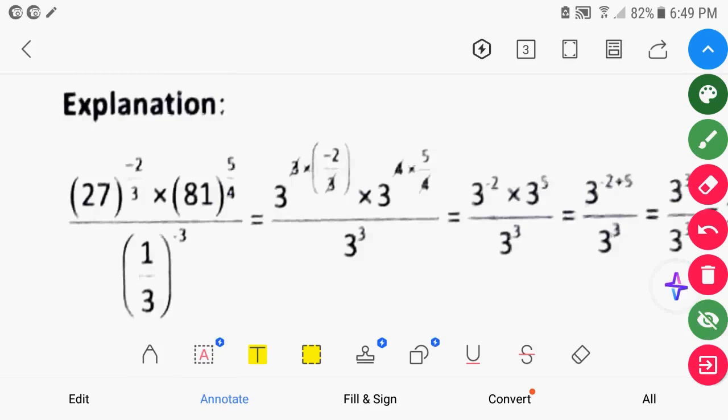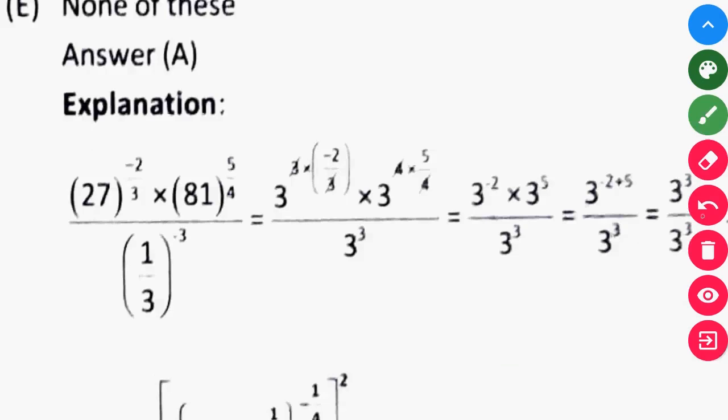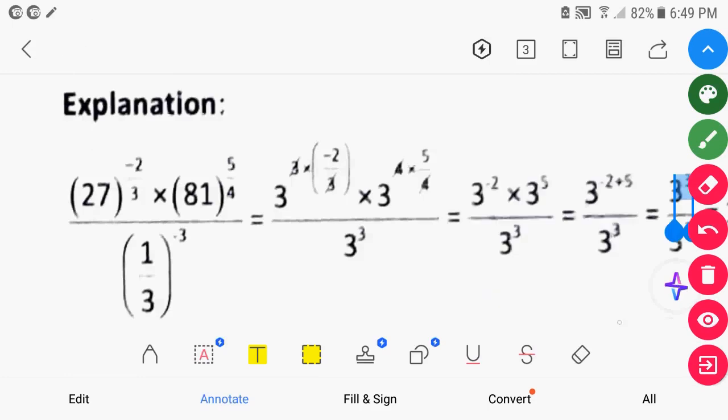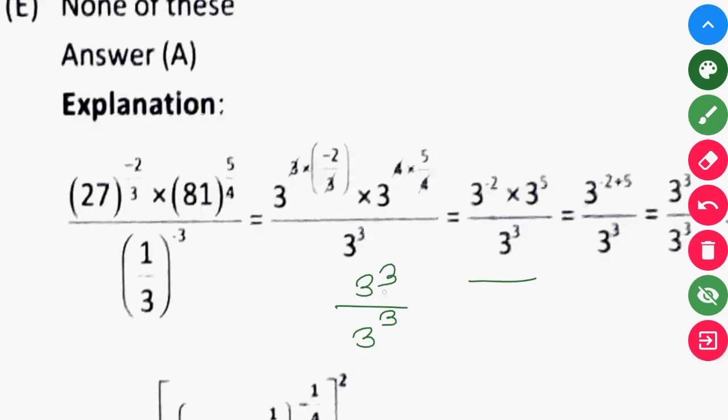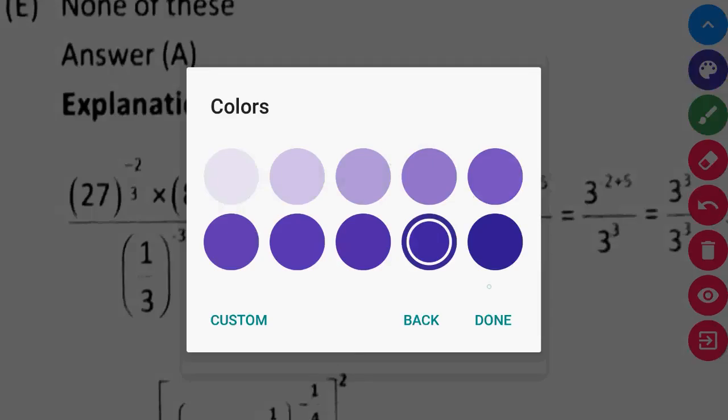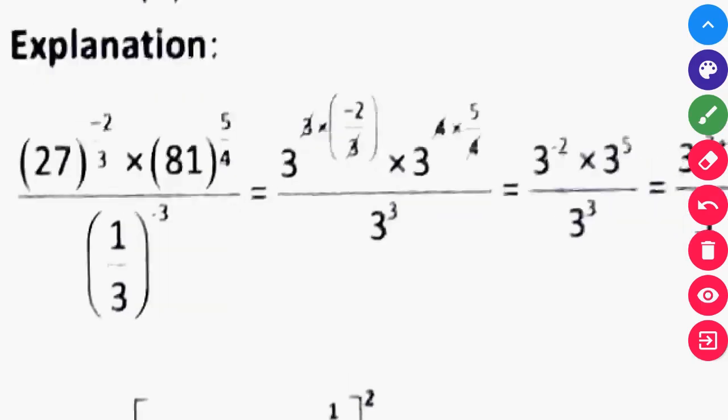Now, what happens here? Minus 2 plus 5 becomes plus 3. So, when we solve this example further, we get 3 upon 3 divided by 3 upon 3. So, both will get cancelled and our answer is 1. Again, I will explain, and then we'll take one more example and then we'll stop.